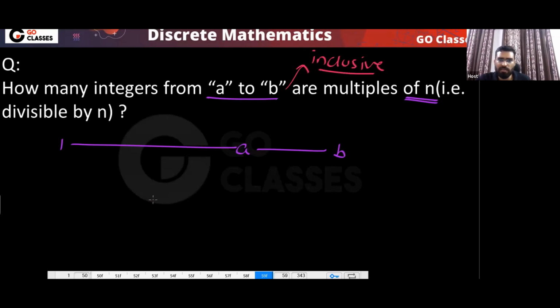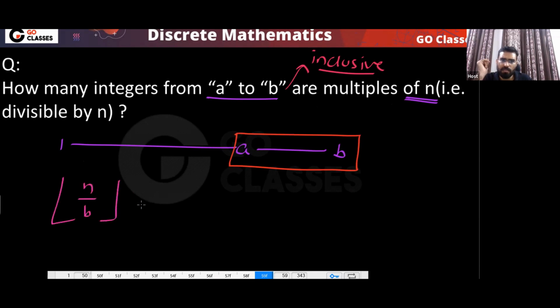Now tell me, this is the hint I have given you. Now tell me the answer. How many are divisible by n? So that is basically n by b, meaning from 1 to b, how many are divisible by b, minus from 1 to a minus 1.